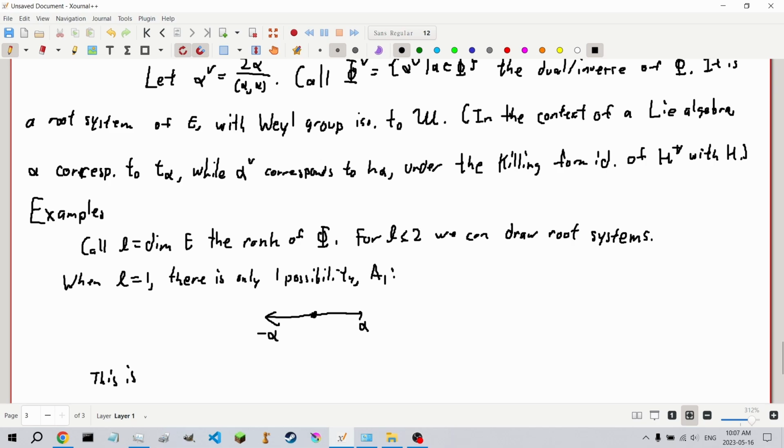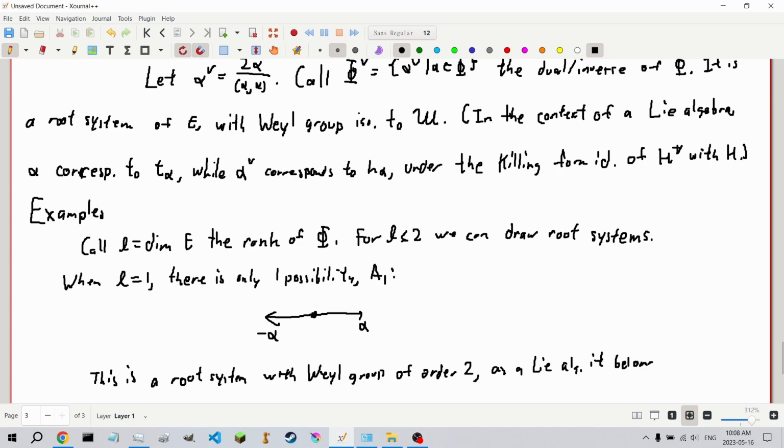This is a root system with a Weyl group of order 2, because I'm just swapping them and then just leaving them the same. As a Lie algebra, it belongs to SL2 of F.